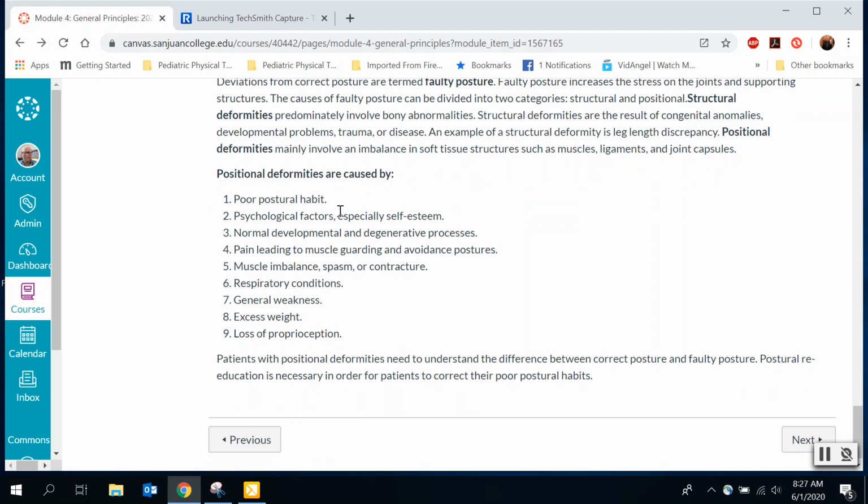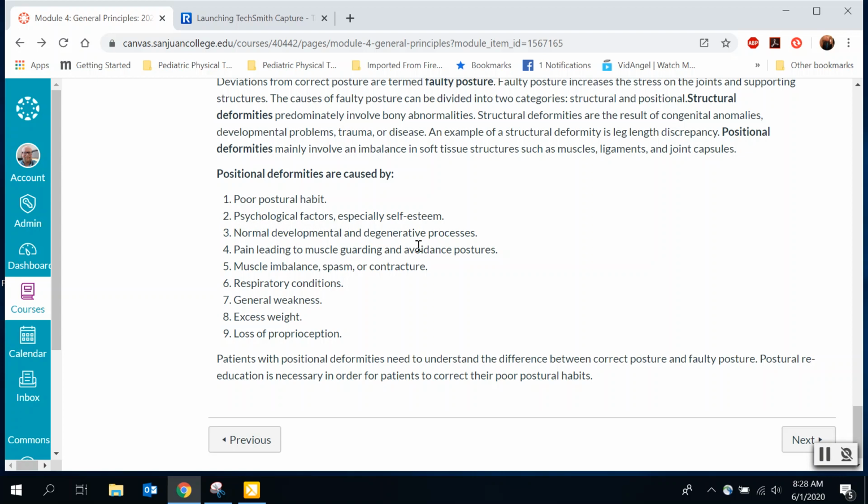So anyways, positional deformities can be caused by, like I talked about, poor postural habits, just standing wrong, and psychological factors, and you definitely need to know this list, okay, just so you know. Bad self-esteem, where you don't take care of yourself, don't think about yourself, you're feeling depressed, and you don't hold yourself up, right? And so even just psychologically, you kind of start to hunch your whole body over, which can lead to physical problems.